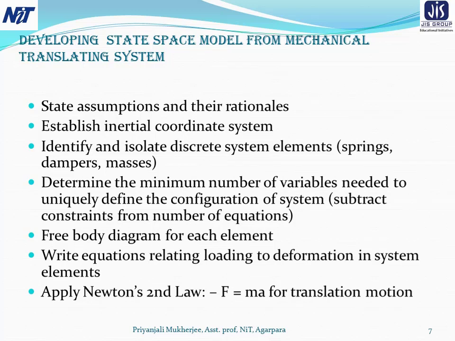To find the state model from different representations of the system, a linear time invariant control system can basically be represented in three ways. One is the physical variable form, next is the phase variable form, and last is the canonical variable form. Among these three, today we will discuss the physical variable form and its state space representation.